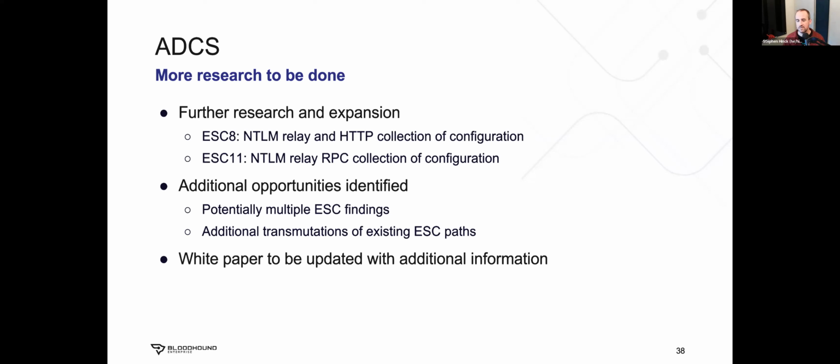We've also, through this work, identified potentially other escalation findings, as you saw in that list of edges, there's the A, B, C, D, etc. There are other potential transmutations of existing paths that we've identified that we'll continue to work on. We do intend to update the white paper as we go through this with updated information, expectations, things we found, all that good stuff. So there's more to be done here. It's super duper complex, and we're excited to get that out to everybody.